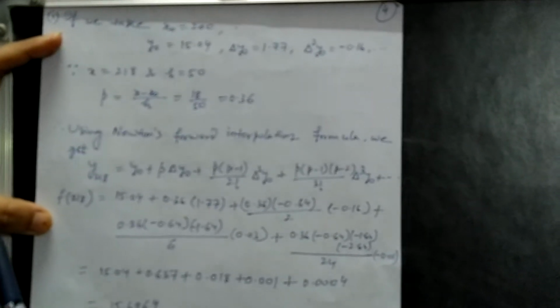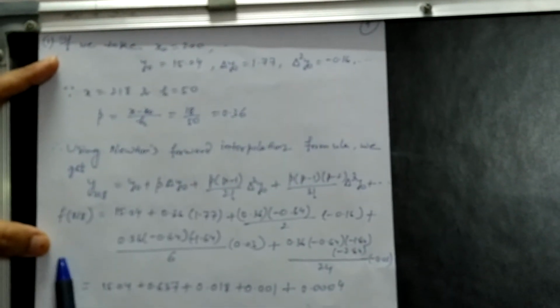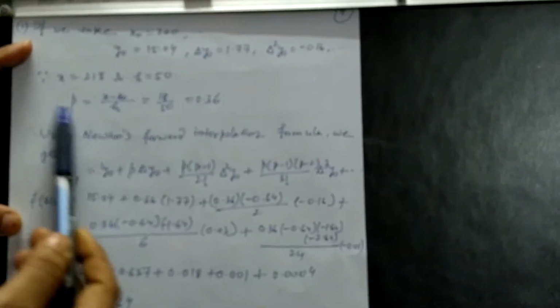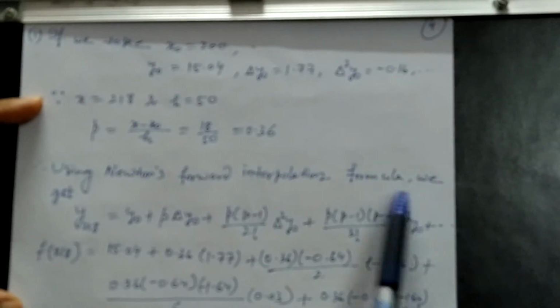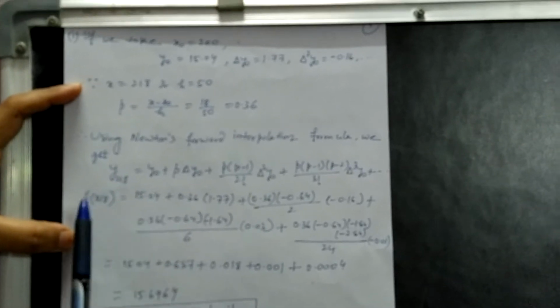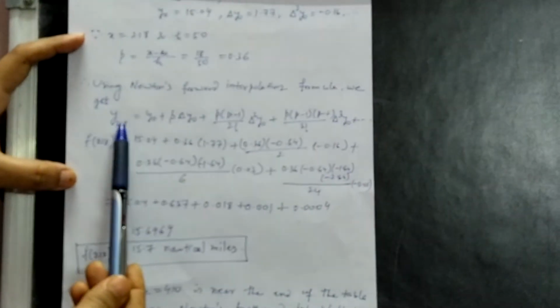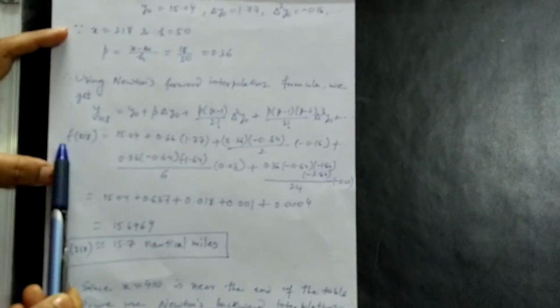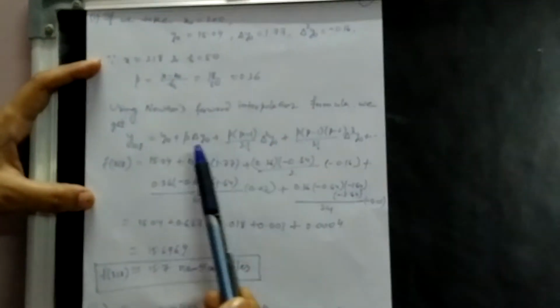For the first value of x, how can we apply this Newton forward interpolation formula? This we have already discussed, that this is the value of p that we have obtained. Now, using this Newton's forward interpolation formula, this is the value y at 218, meaning the functional value of f at x equal to 218 can be written like this. This is the formula that we already know.